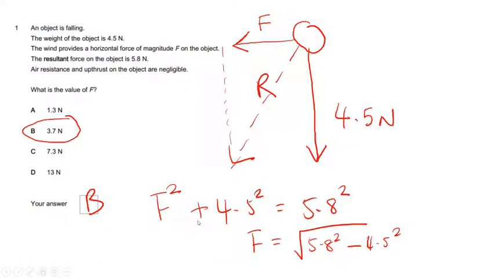Now, for this part, the weight is 4.5 newtons. It's going down. You've got a horizontal force. Here, in this diagram, I'm going to the left, but you can do it to the right. The resultant force is the dotted line going diagonal.